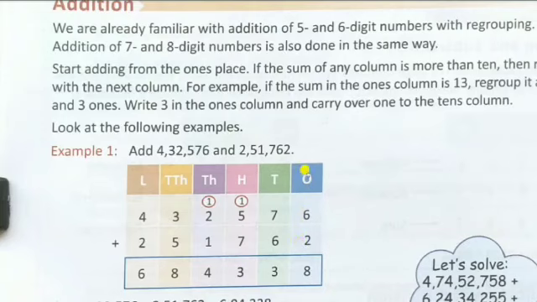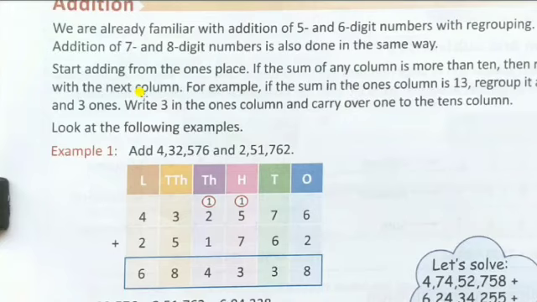Always we will start our addition from the ones place, and then we will go to the further places as per the condition. So start addition from the ones place. If the sum of any column is more than 10, you are already well aware of this rule also. Whenever we add two numbers and the result is not a single digit but a two digit number, then we have to regroup with the next column. Again a regrouping will be done.